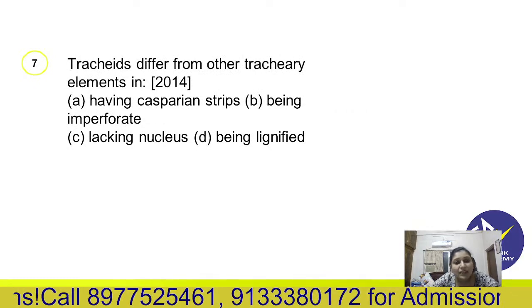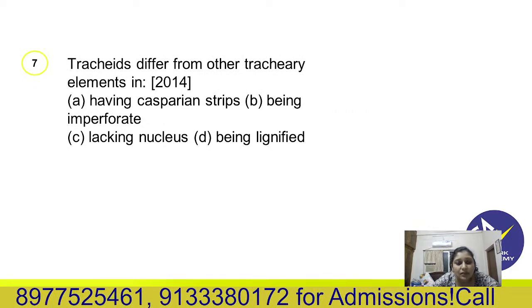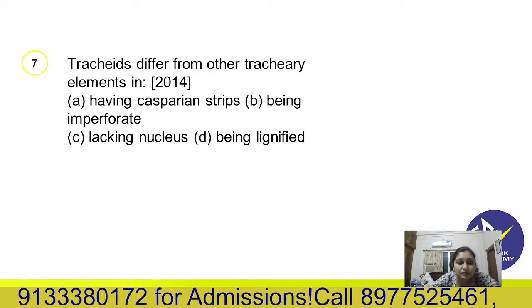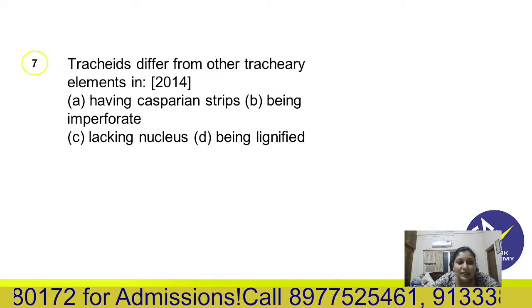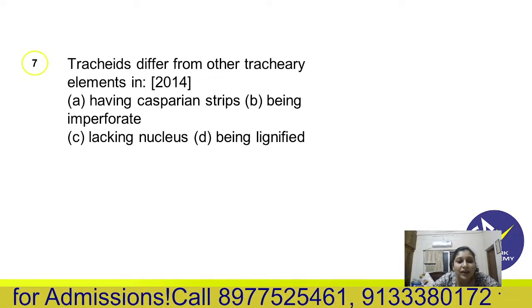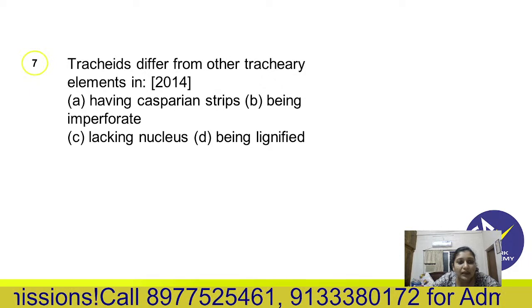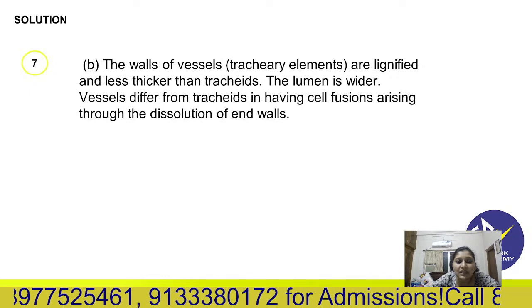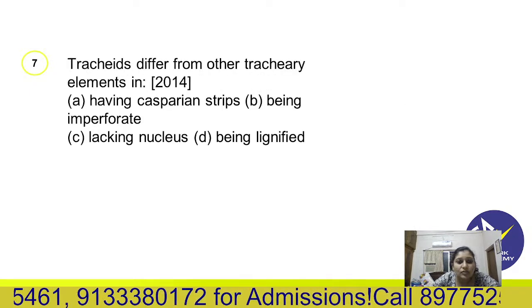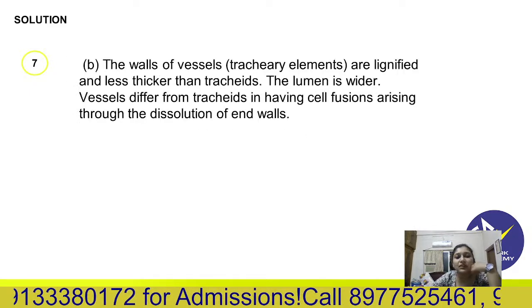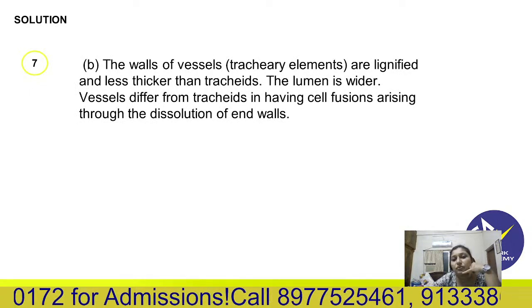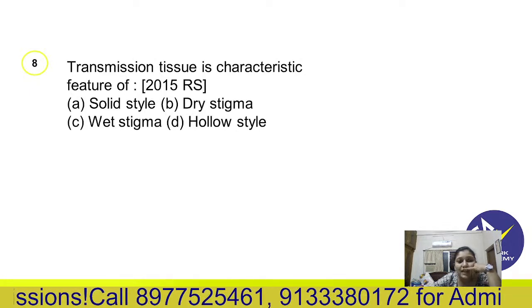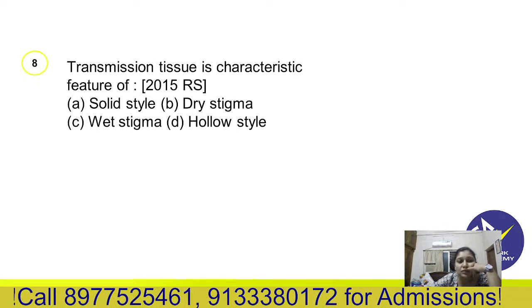Next, tracheids differ from the tracheary element. Is it by having Casparian strips, being imperforated, lacking a nucleus, or being lignified? So being imperforated. The walls of the vessels are lignified and less thick than the tracheids. So the lumen is wider, and vessels differ from the tracheids in having fusion arising from the dissolution of the end walls.